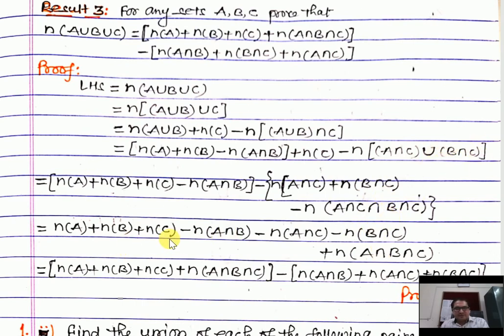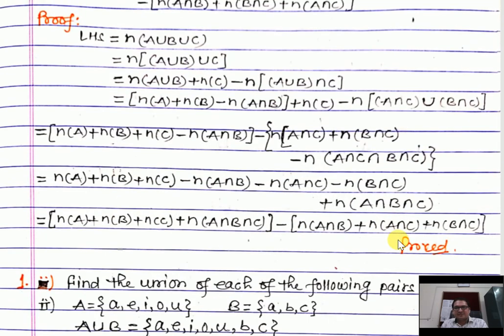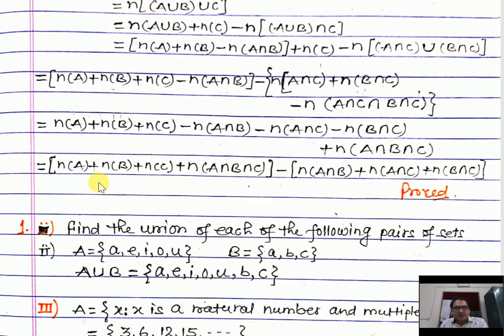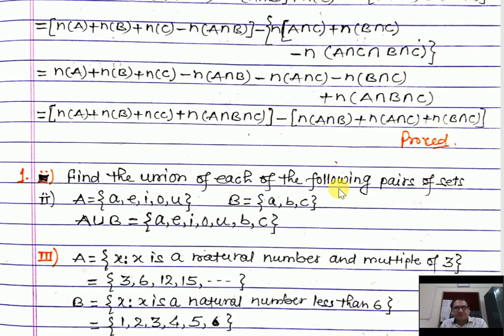B intersection C. Now look at here, the first bracket will be the same, there are no changes over here. Now open this bracket: N(A intersection C) minus N(A intersection B intersection C) plus N(A intersection C intersection B intersection C), which will be equal to A intersection B intersection C. Now we got the result, just rearrange, proved.